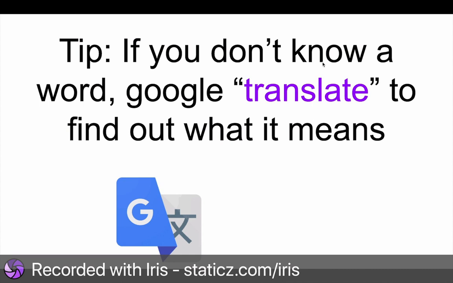If you don't know a word, use Google Translate to find out what it means.